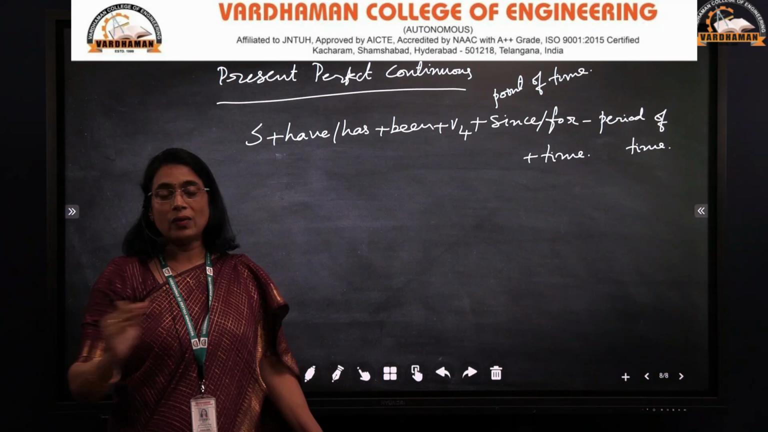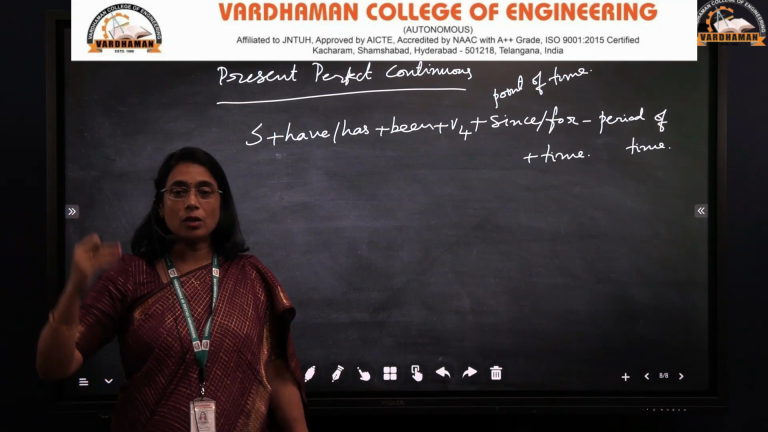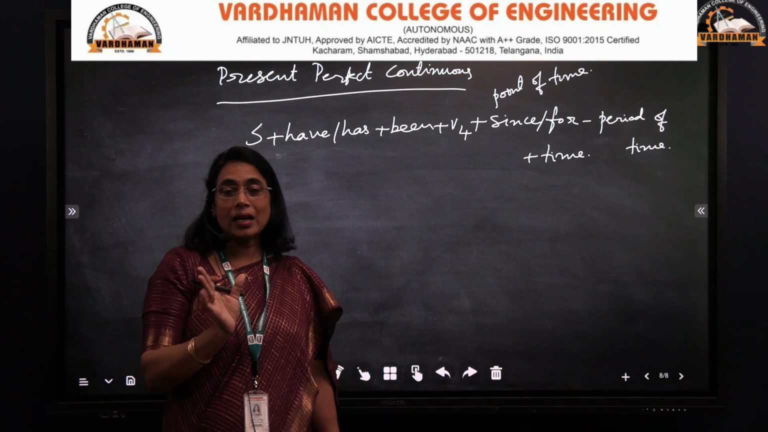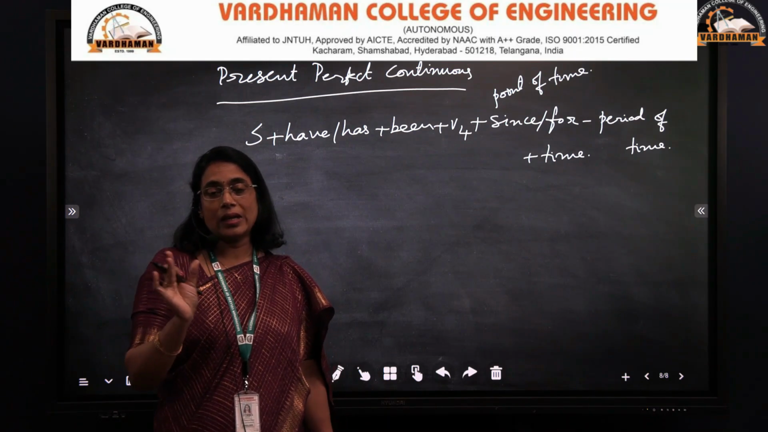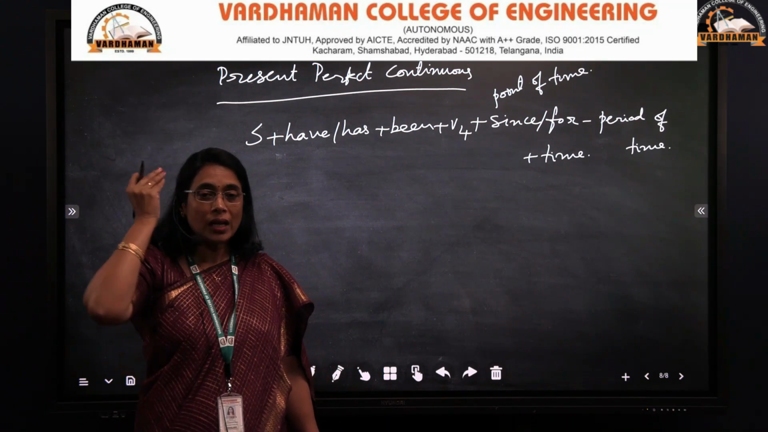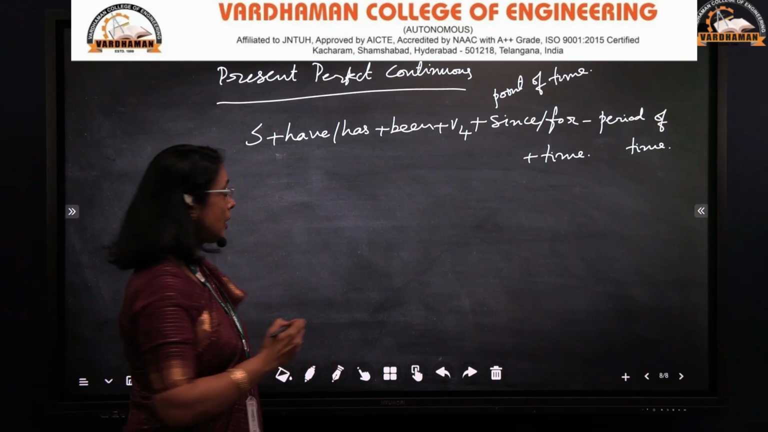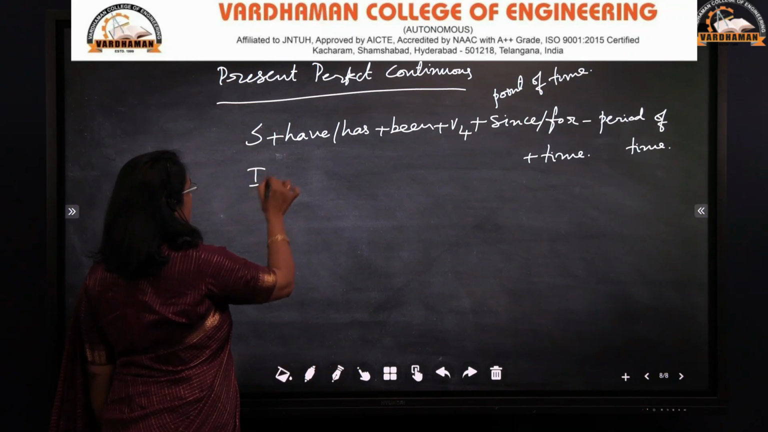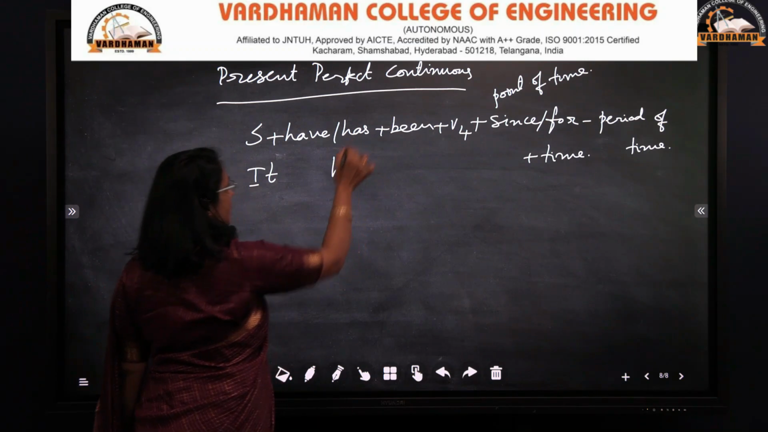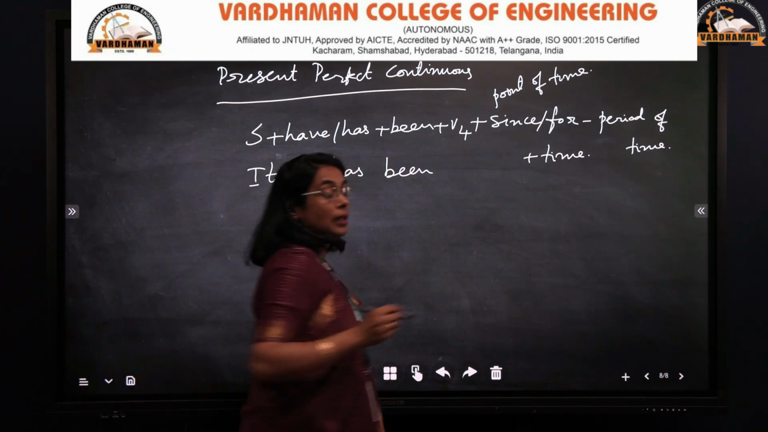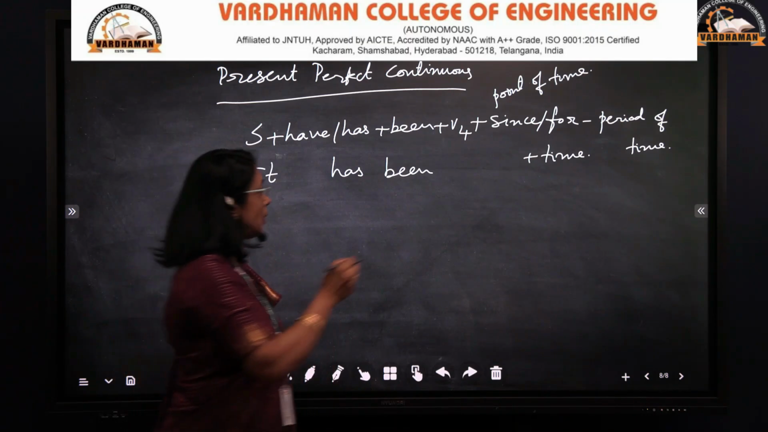Otherwise the definition is the same: it starts in the past and continues till this moment. For is used for period of time, that is, we indicate from the beginning till the end. For point of time, only the starting point of the time is indicated, with since. Here we are taking has because it is third person singular, then been, and V4, which is nothing but the continuous form of the verb, the ing form.